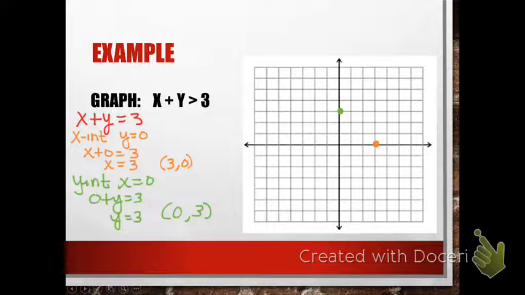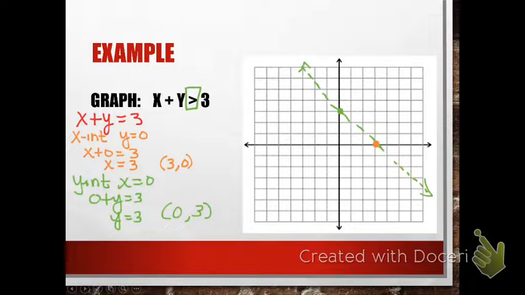Now, before I connect those points with a line, I need to know whether I'm going to connect them with a solid line or a dashed line. Recall that anything that's a strictly greater than or strictly less than, that's going to be a dashed line. So I'm going to be connecting these points here with a dashed line. That means that all of those points along that green dashed line are not solutions to the inequality.